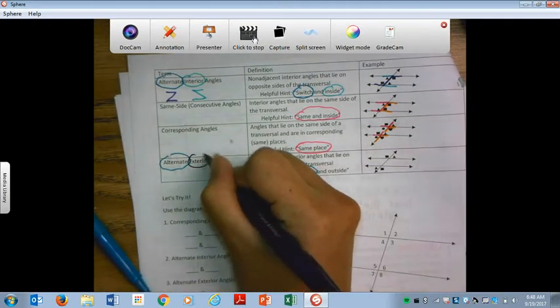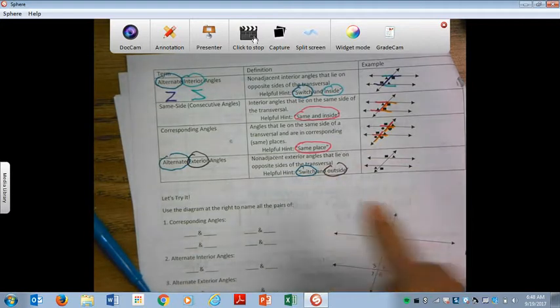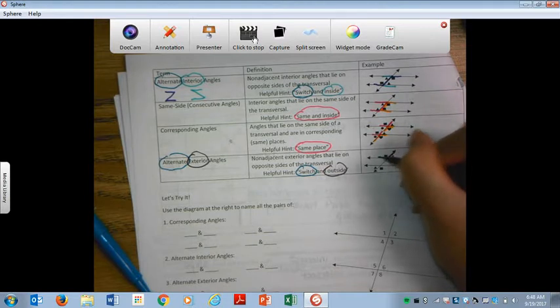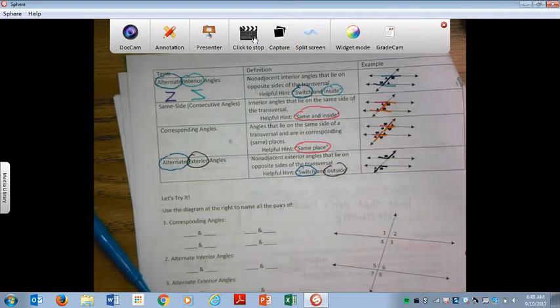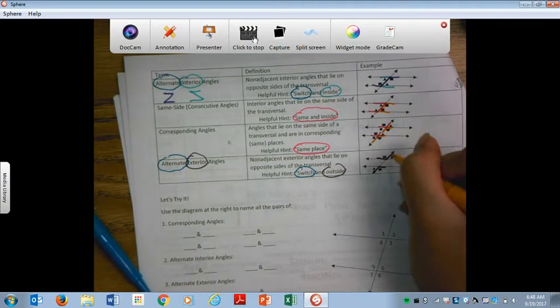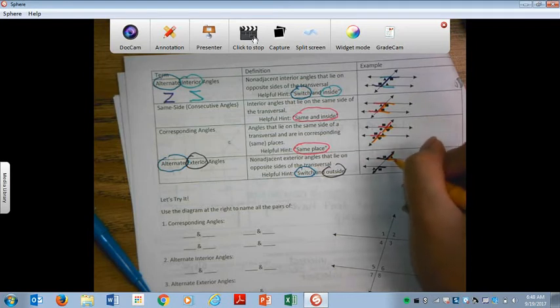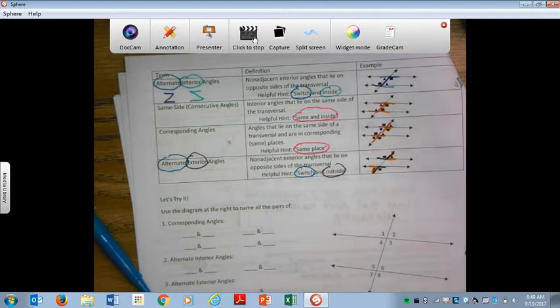Exterior, we all know, means outside. They switch and they're outside. So, here is a rectangle on one side of the transversal on the outside, and then the other one is right there, on the outside, but it's on the other side of the transversal. Here's a triangle. It's on the top right of the transversal on the top line, and then switching, here's the other triangle. Alternate exterior.